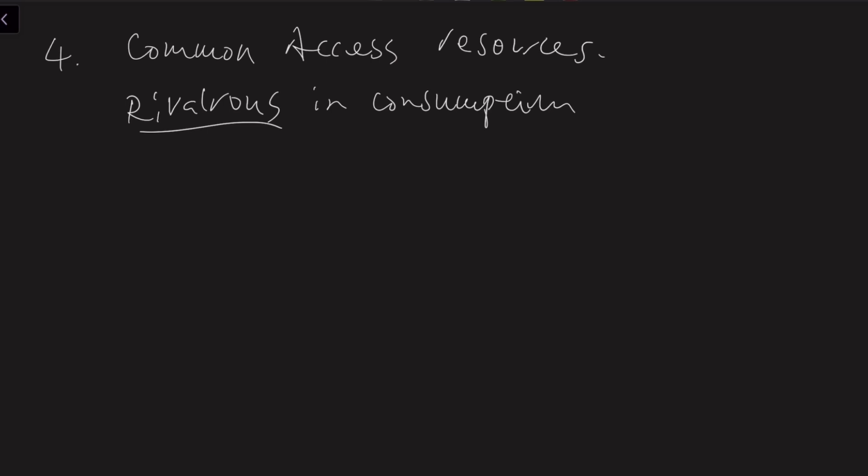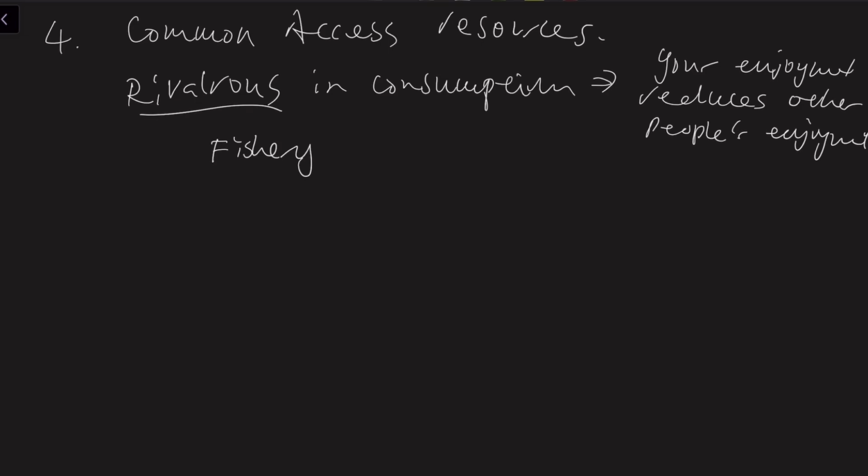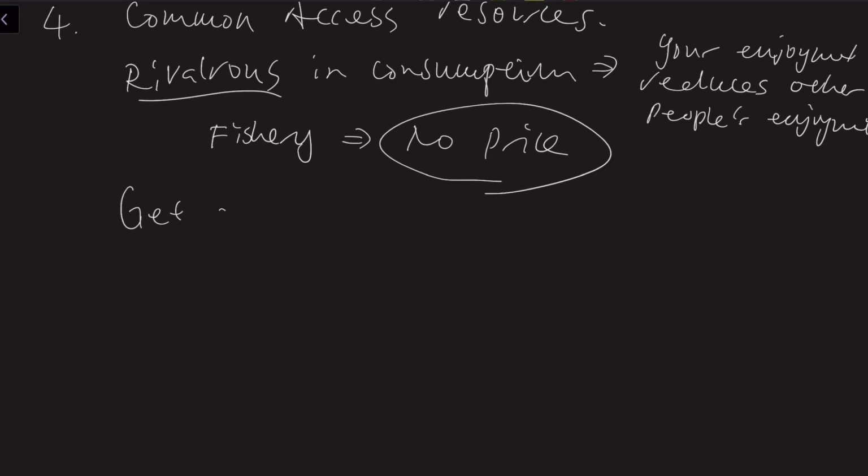So one example is fisheries. This means if your enjoyment reduces other people's enjoyment. So this is what I mean by rivalrous in consumption. Fishery is a good example because it does not have a price. If you go fishing in the ocean, you don't pay any price for it. You may pay for the boat and for the petrol, but you are not paying for the fish. Because there's no market price, because the fish is essentially free, you want to get as much as possible.